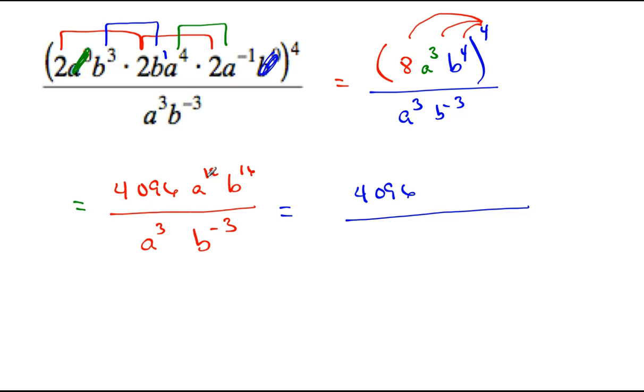I have a to the 12th in my numerator, a to the third in my denominator. Okay, so now these are going to simplify. Where do I have more? More in my numerator. How many more? 9 more. I have b to the 16th, and I have a b to the negative third in my denominator. This b to the negative third is really a b to the third in my numerator, and that gives me b to the 19th. Anything else to simplify? Nothing. Put a box around it, all done.